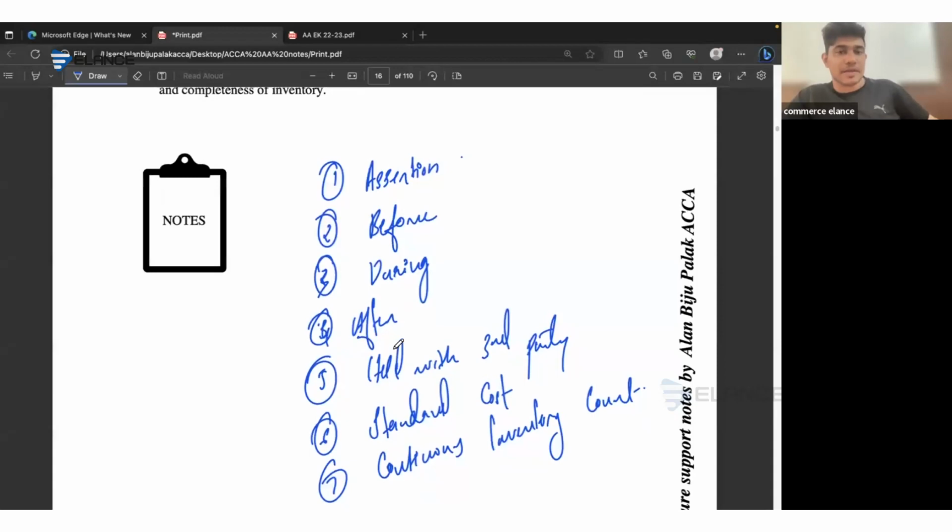Or it can also be a mix of scenario, whereby within the scenario itself, they will state that some of the inventory are held with the third party and the company is valuing inventory at standard cost. So you have to write a mix of point for standard cost and inventory held with third party. Is that clear, everyone?